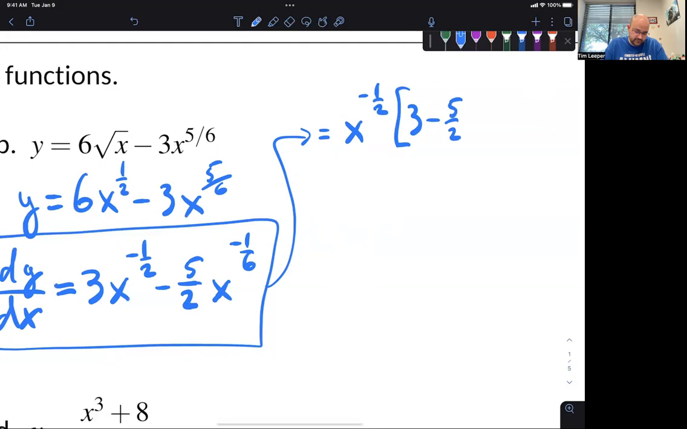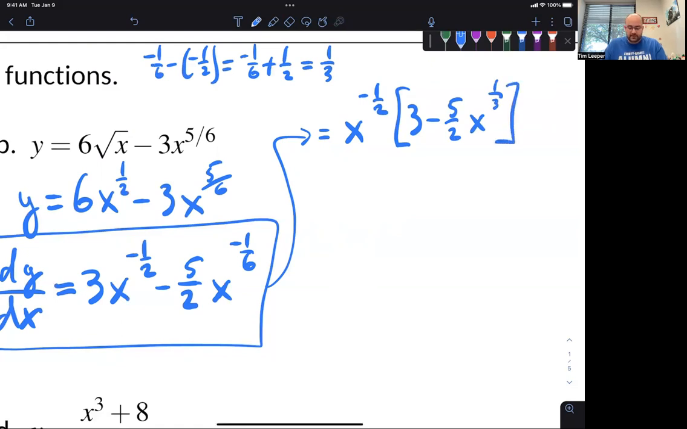So negative 1/6 minus negative 1/2. That's the same thing as negative 1/6 plus 1/2. So it's negative 1/6 plus 3/6, which gives me 2/6, which is 1/3. So it's technically x to the 1/3 power. Then I can bring the x to the negative 1/2 into the denominator.